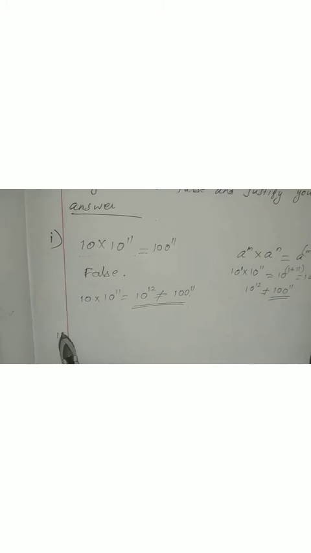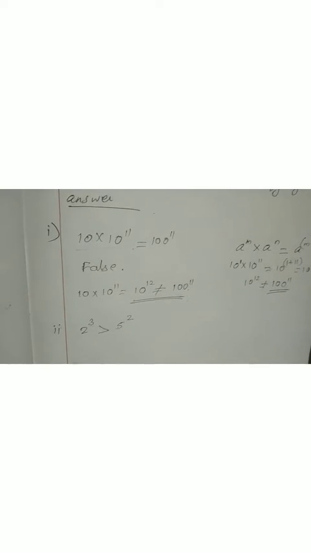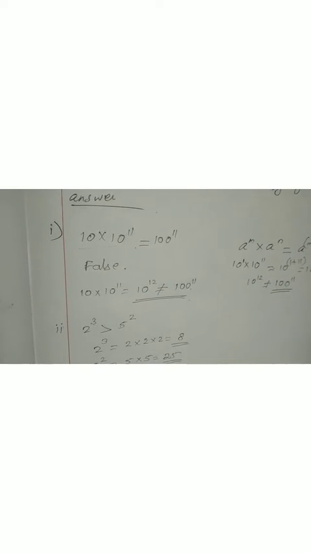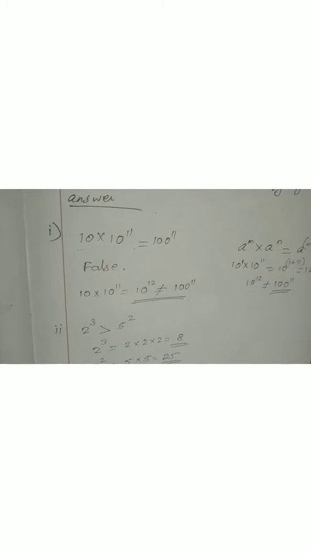Then the next question is the second one, that is 2 raised to 3 is greater than 5 raised to 2. So we have to find the value of 2 raised to 3 and 5 raised to 2. Here 2 raised to 3 is equal to 2 times 2 times 2, that is equal to 8. And 5 raised to 2 is equal to 5 multiplied by 5, that is equal to 25. So 8 is less than 25, that is 2 raised to 3 is less than 5 raised to 2.